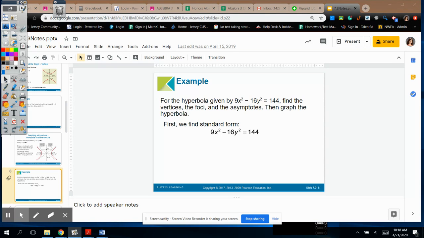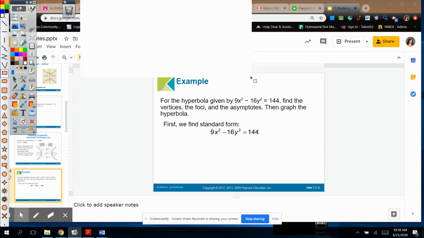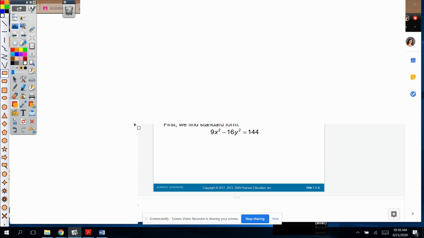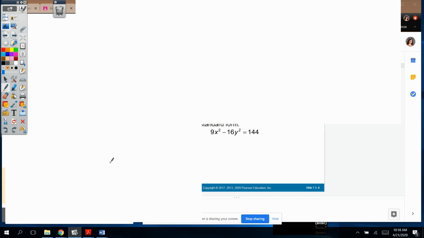Okay, well, it doesn't equal 1. And it always has to equal 1 first. I'm trying to give myself some workspace here. So I'm going to divide everybody by 144 and simplify the fractions. That's not a new process for us. Okay. Divide by 144, divide by 144, divide by 144.